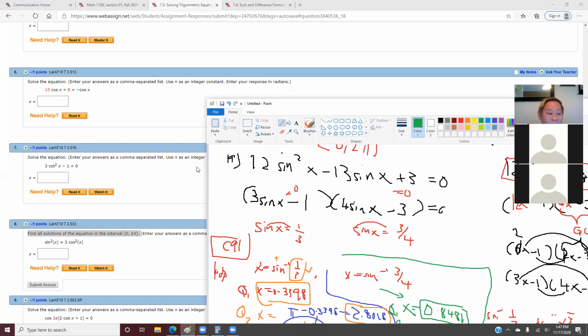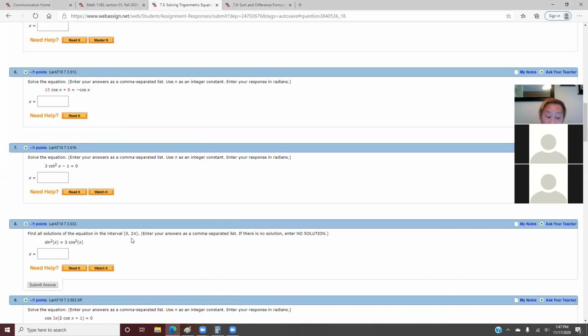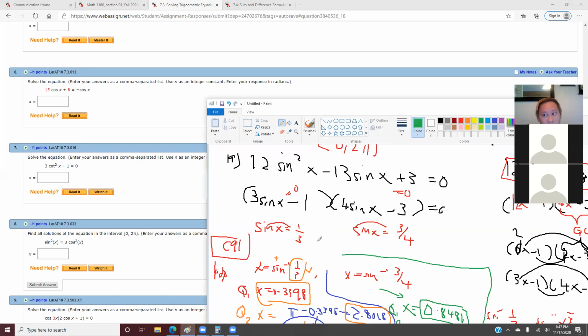Number 8 has an interval. That means your answer has to be from 0 to 2 pi. So that means you will get answers like what you just told me, like pi over 3 and all these things. But for number 6, do you see any interval from 0 to 2 pi? No. So you have to put this in plus n pi and plus 2n pi.